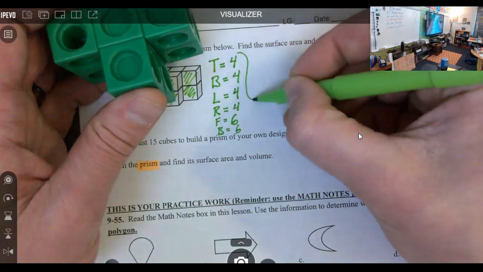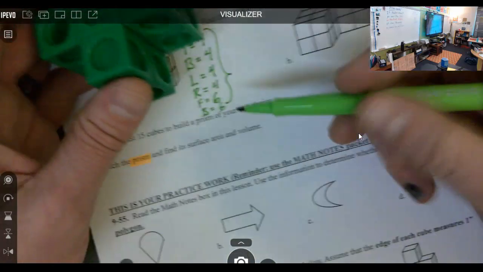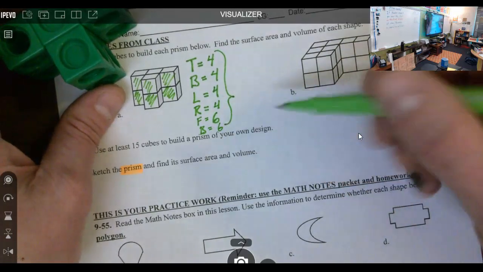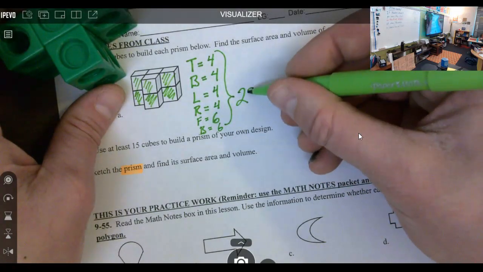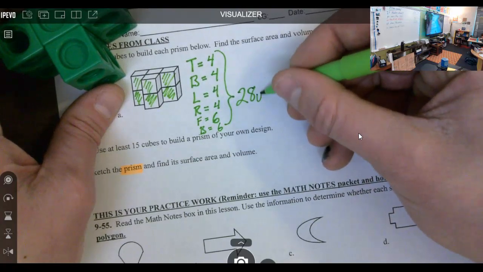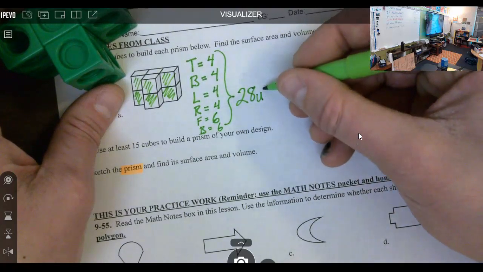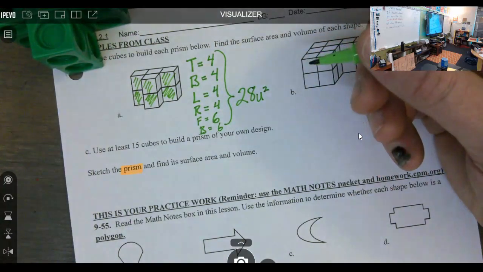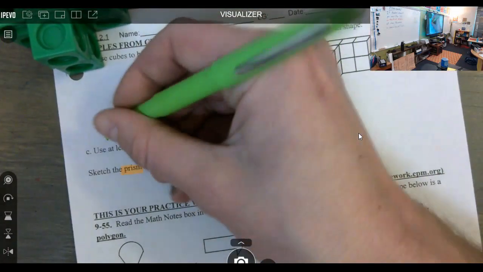So our total surface area when we put it together. Oh, these are nice. 6 and 4s make 10. So 10, 20, 28 units squared. But our volume, Ahmad, did you guys get your volume yet?